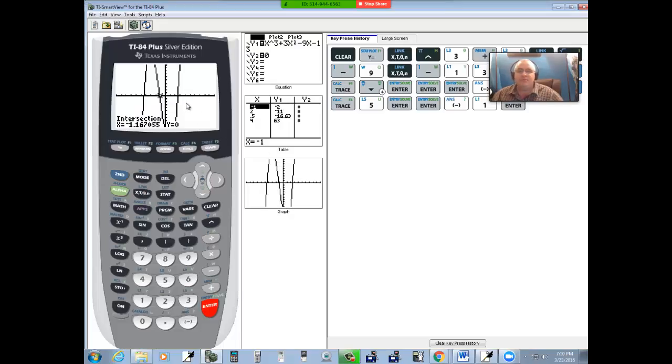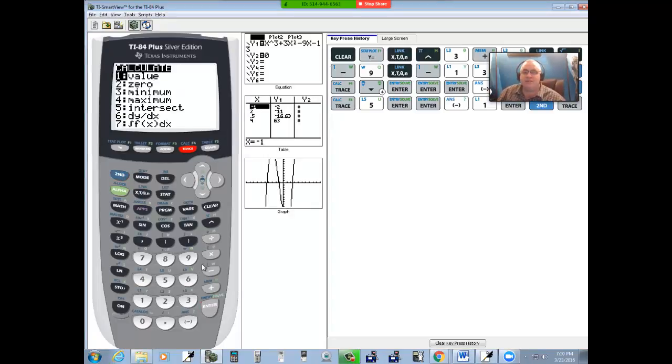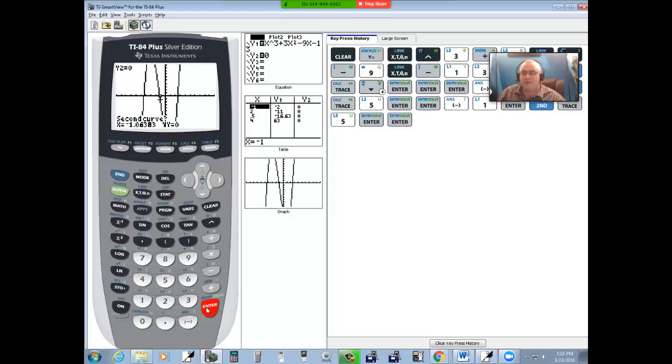We have one more answer to get. So I'm going to do a second trace, choose 5 for intersect, enter on first curve, enter on second curve, and I'll put 3 in. Looks like close to 3. Actually, I won't put 3 in. I'm lying to you. When it asks me for the guess, I'll use my right arrow key to move my cursor over closer to the answer I'm trying to find. Now, it doesn't have to be right on top of it. You just got to be over closer to the one you're trying to find. And then you can press enter.